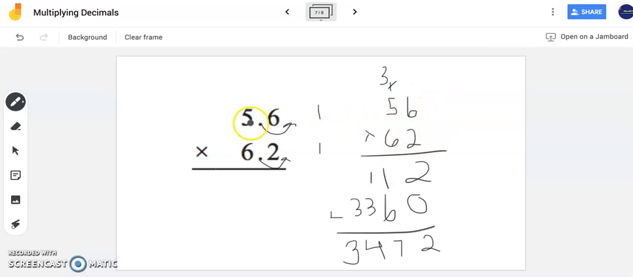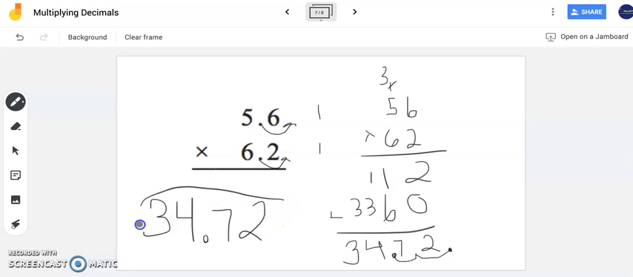You need to find what 5 and 6 tenths times 6 and 2 tenths is. So now I multiplied by 100 in my question, moving my decimal point over 2 places to the right. So now I need to divide by 100 in my answer, moving my decimal point 1, 2 places to the left, giving me a product of 34 and 72 hundredths. Now this is the answer to my original question.